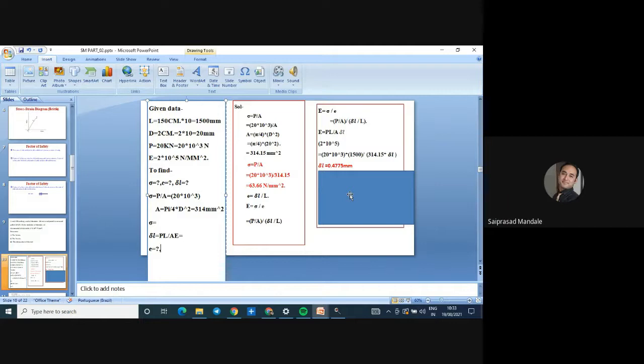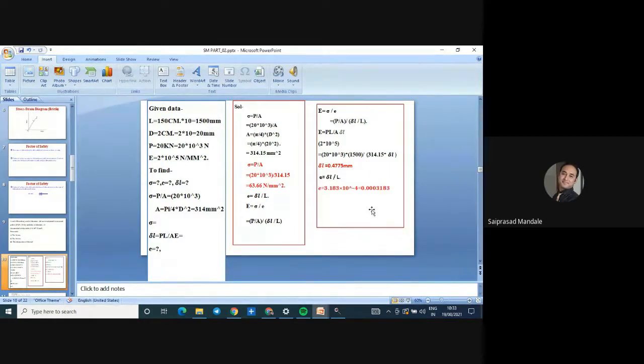Strength. 3.18. Let me check. Something is wrong. 3.183 into 10 raised to minus 4. Yes sir. Okay. Sir, 0.3 into 10 raised to minus 3. Ha, तेच. Perfect. This is the answer. Perfectly correct.